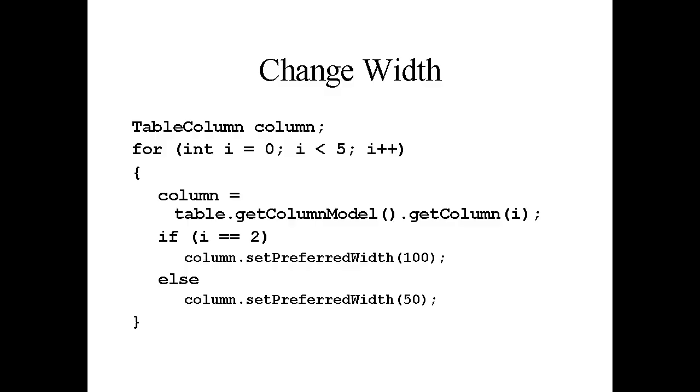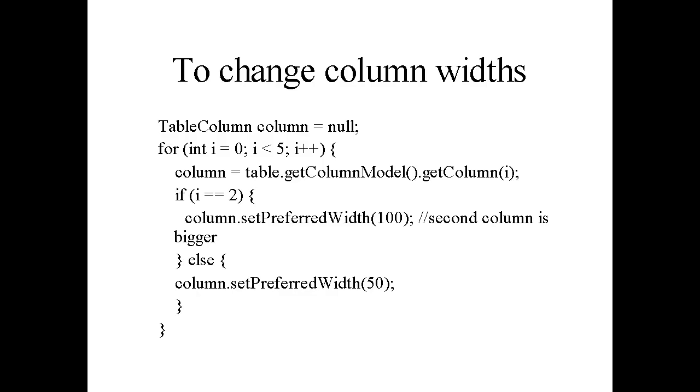So here's a table, it has a column model, and you can get any specific column you like. And if it's a number that you're looking for, you can set the preferred width on that column. Otherwise, you can change the width to something else. So here we are changing the width of each column.